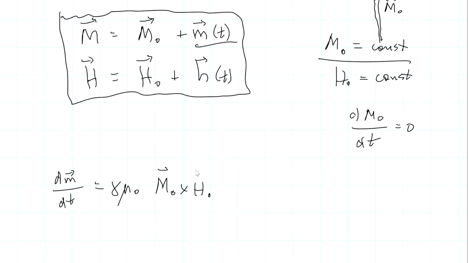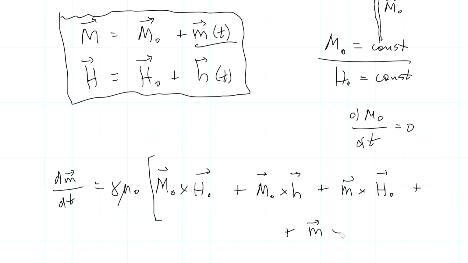I find it very useful to write arrows in vector notation to remind yourself that these are vectors, especially if you have a cross product. Okay, plus m naught cross h small, plus m small cross h naught, plus m small cross h small.